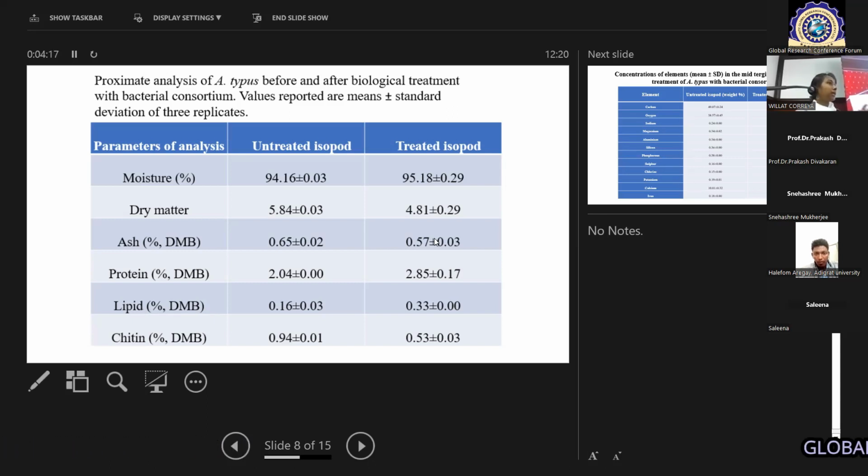As a parasite, its exoskeleton is mainly composed of chitin, protein, and lipid. Here the moisture has increased, which may be due to the metabolic activity of the microorganism on the isopod. The protein has also increased, which is also contributed by the bacteria. And the decrease in the chitin shows the ultimate effect of this consortium on the isopod.